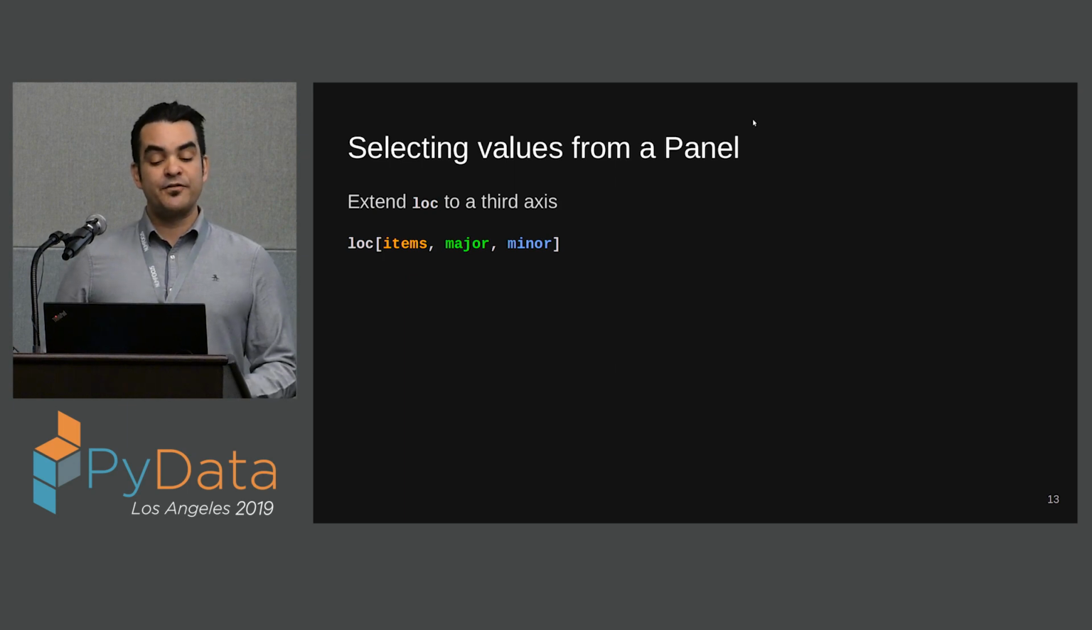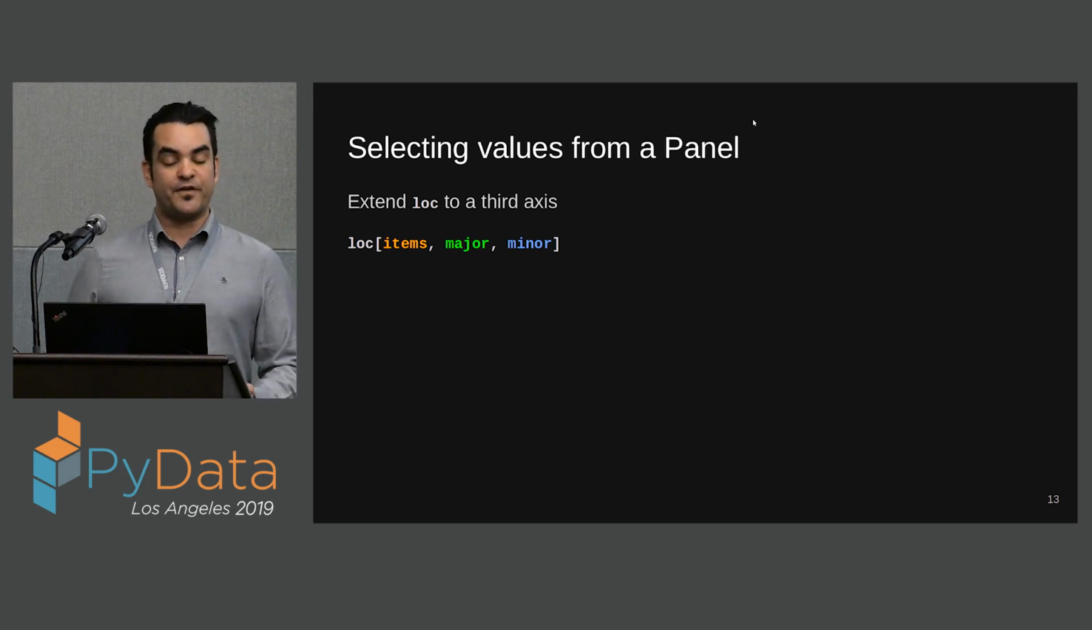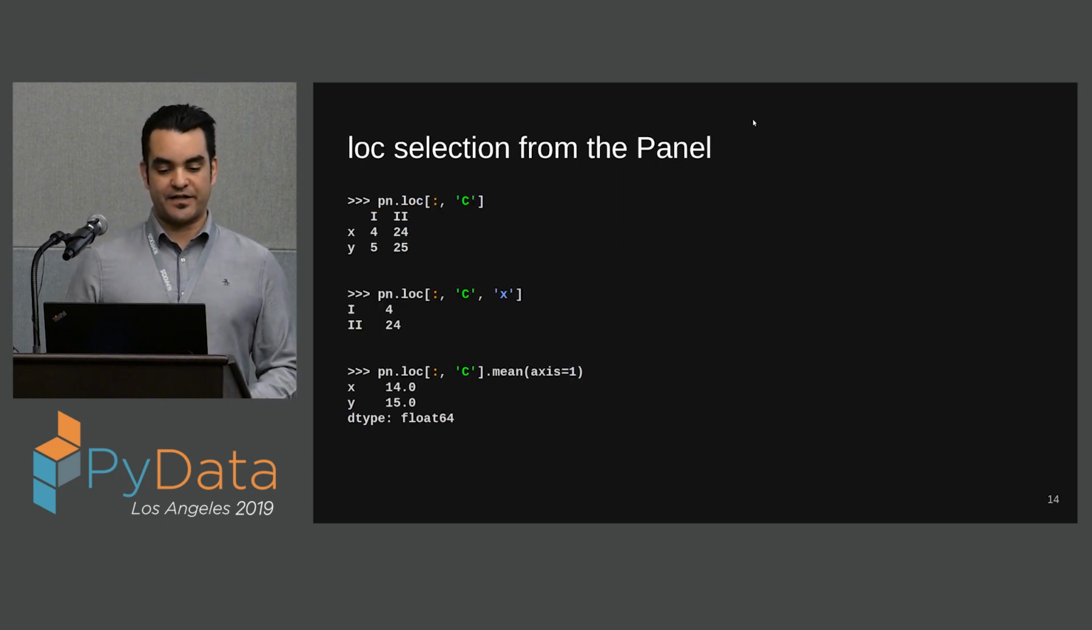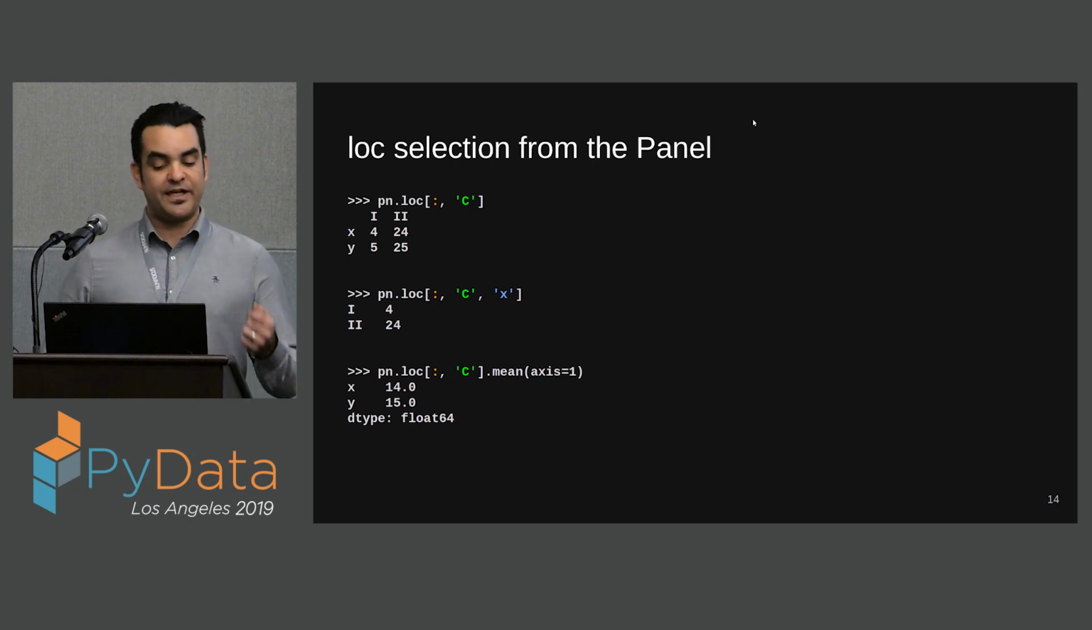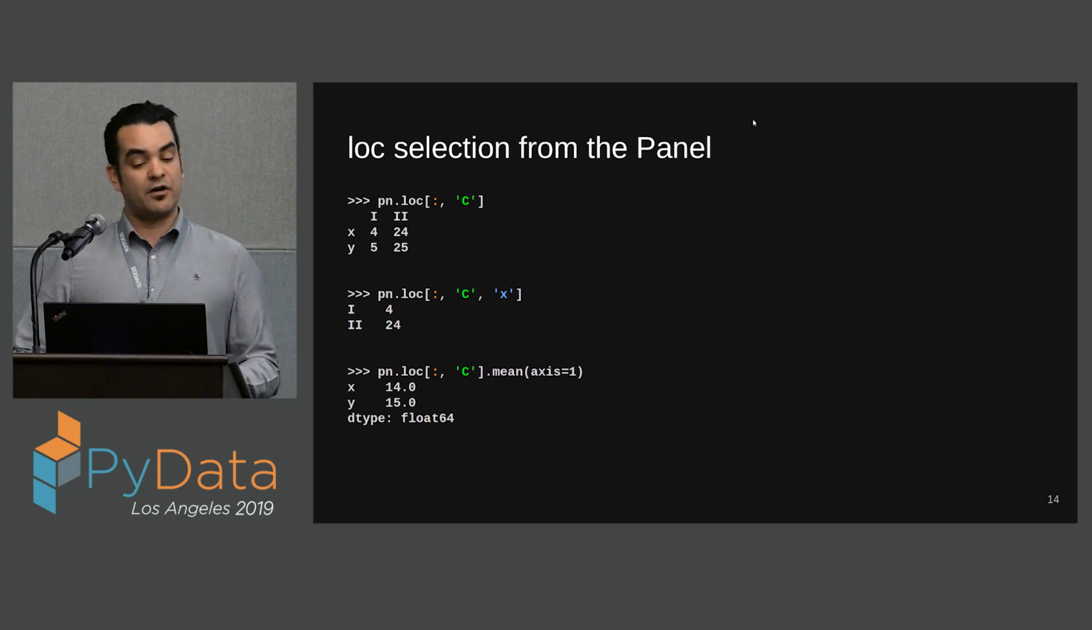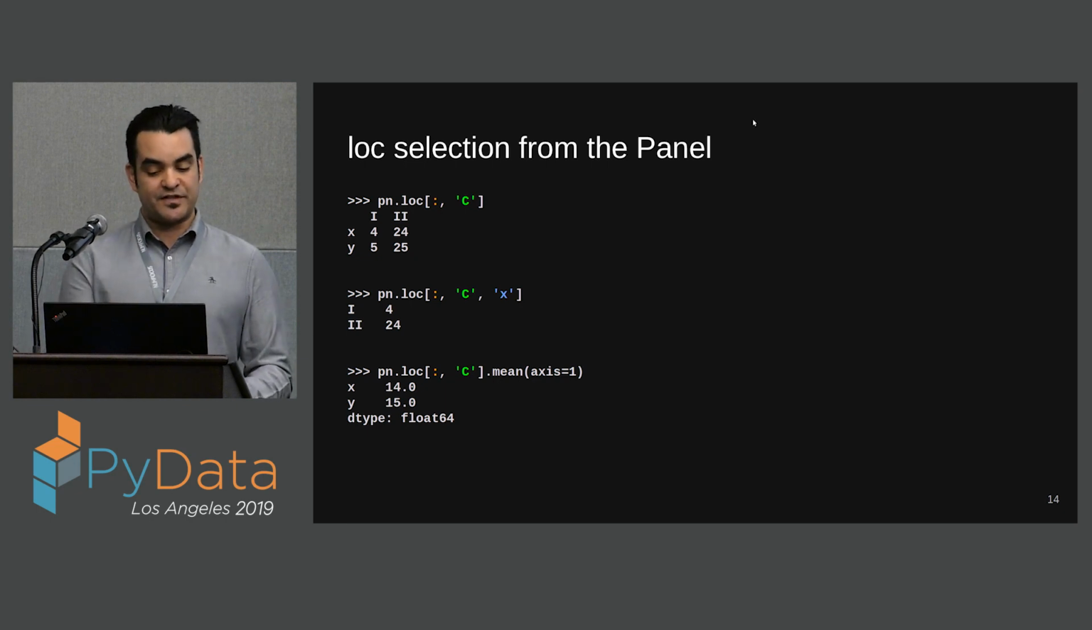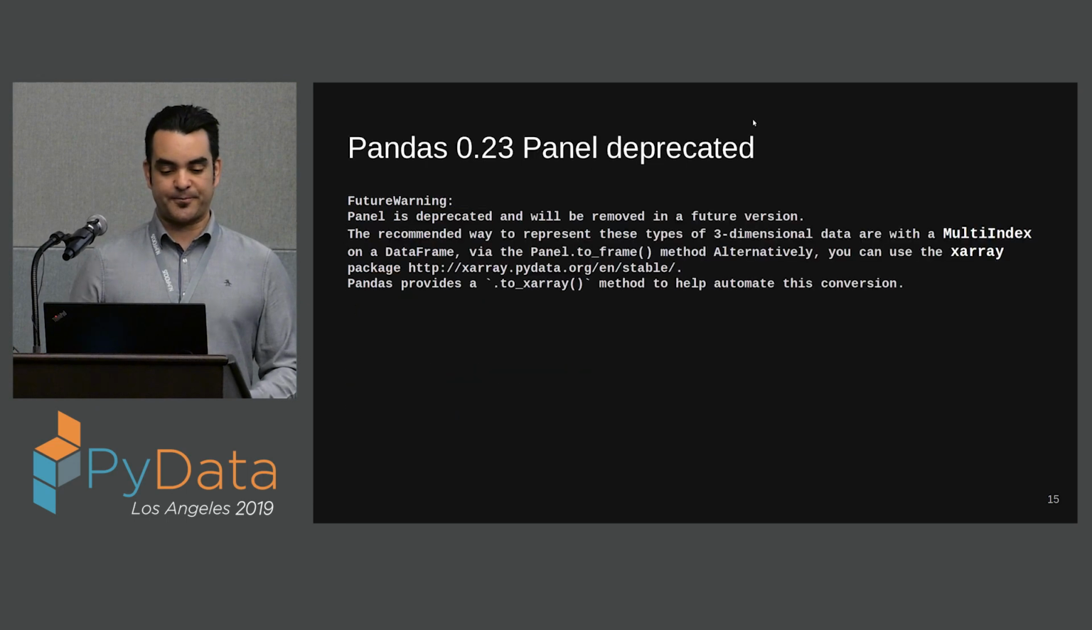So we can select values from a panel extending the loc interface to 3 arguments, where we would select first the items, then the major index, and then the minor index. For example, if we want to select all of the outer items index and the major index C, we can do that with 2 arguments. With 3 arguments, we can select all of the outer items, we can select major item C and minor axis X. And then we can take the mean across the common element C across both of those tables. This is the operation we did previously with the dictionary. Now you can see it's much more readable and clear what's going on, and probably faster.